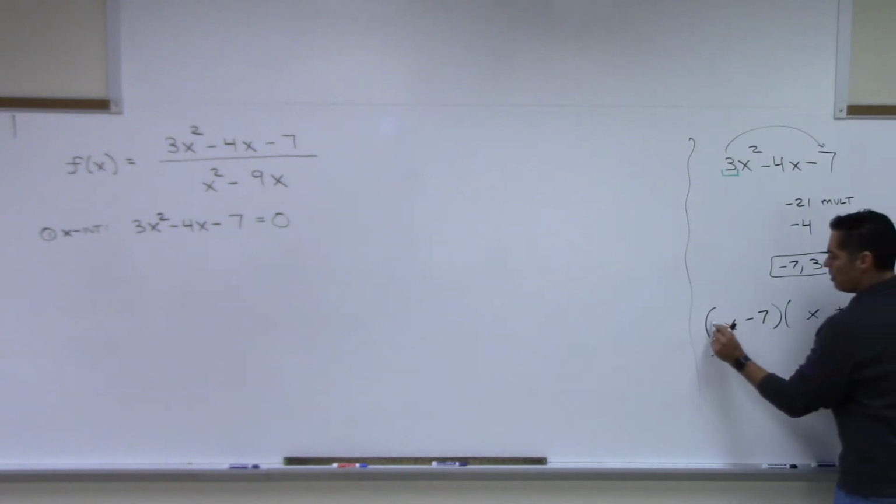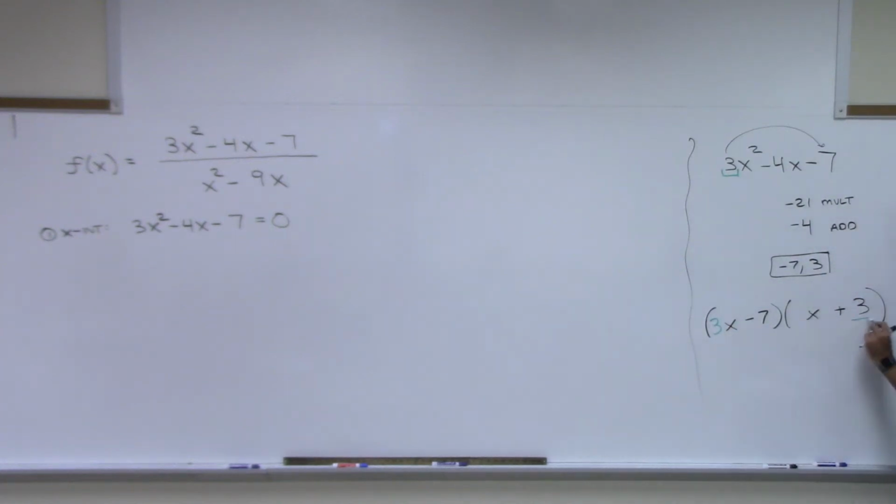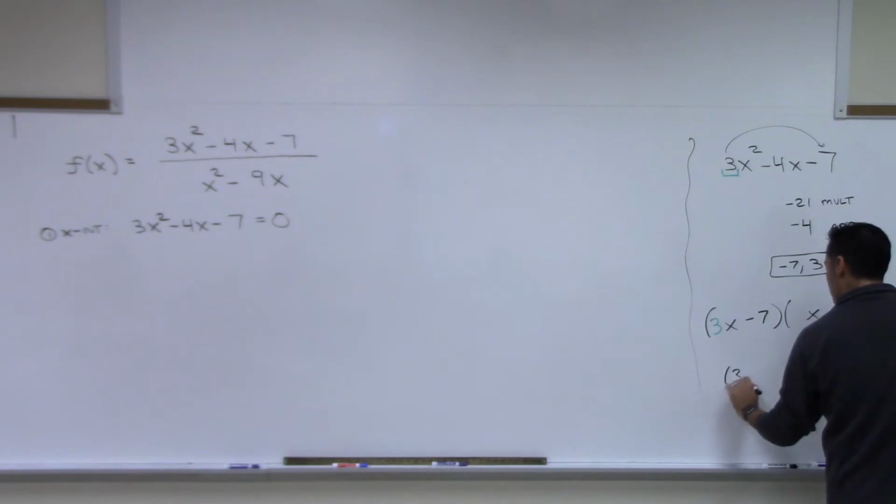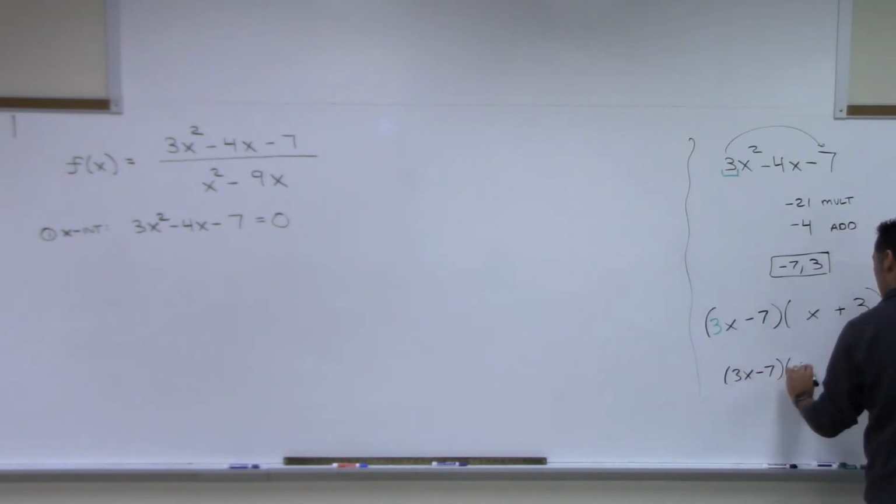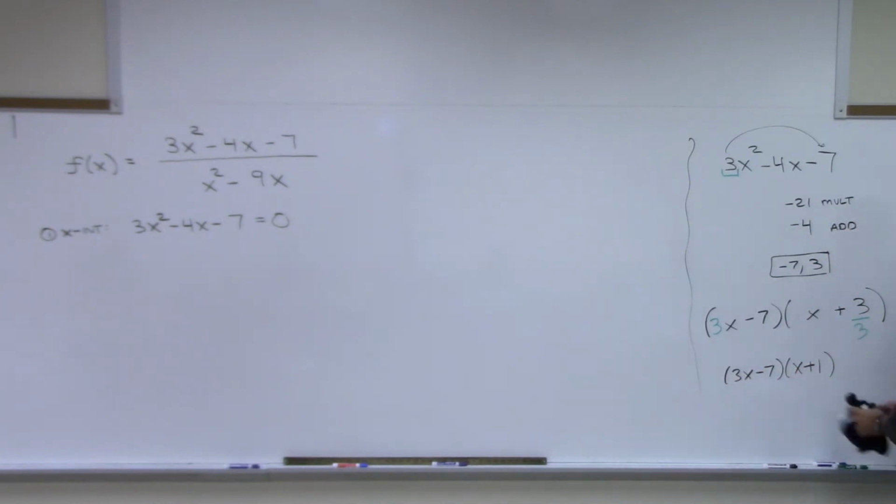3 in front of the first one, and a 3 under here. Why are you going to do that instead of the other way? It's 3 over 3 is 1, right? 3 over 3 is 1. So that makes this nice. So this leaves me 3x minus 7, and then x plus 1. That is the factored version of that.